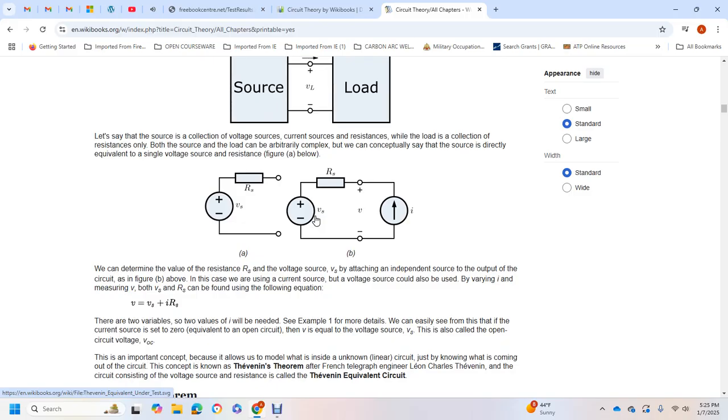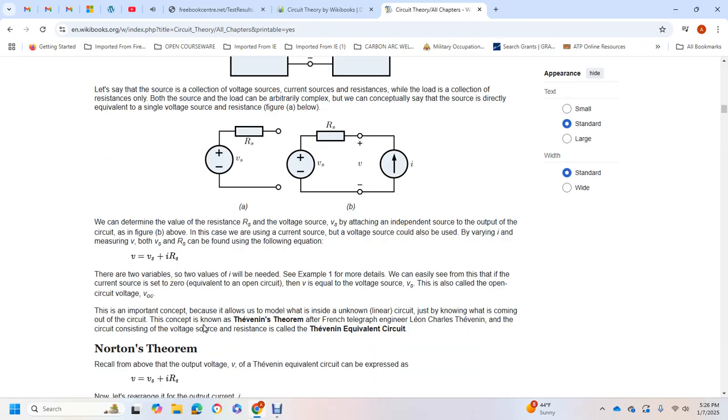In this case, for the circuit source, a voltage source can also be used. Varying the amperes, we measure the voltage and determine the source voltage and source resistance. The value of the resistance can be found from the following equation: voltage equals the source voltage plus the amperes times the source resistance. Two different values of amperes will be needed. For example, if the current source is set to 0, which is equivalent to an open circuit, the voltage is equal to the source voltage. This is called the open circuit voltage, or VOC, the voltage with the output open circuited.